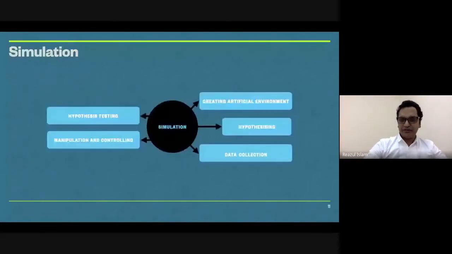So if we go to simulation, it is always an artificial world where the researcher wants to put the objects, the samples, and see whether the population, meaning the sample, can perform in a different situation. In this case, the researcher makes a hypothesis, and from that artificial world, from his observation, he manipulates and controls the environment, and from that observation, he does hypothesis testing and comes to a decision and generalizes it.